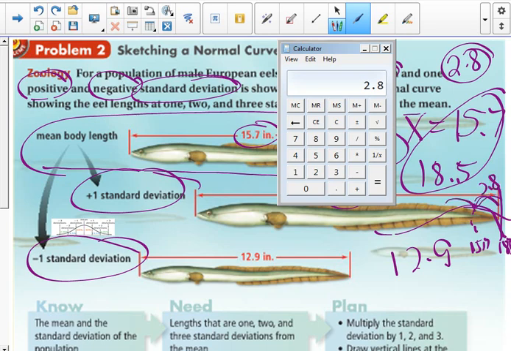Now let's look at the negative first standard deviation. It said that it was 12.9. So let's take that mean value and subtract 12.9 and see if it's also 2.8. It should, but we're going to verify it. So 15.7 minus 12.9, also 2.8, which is what we expect.